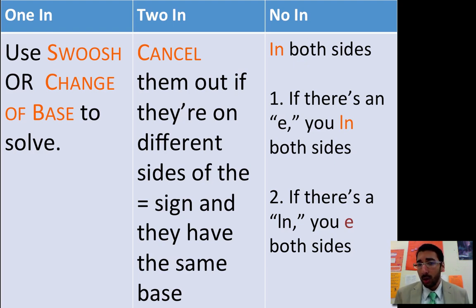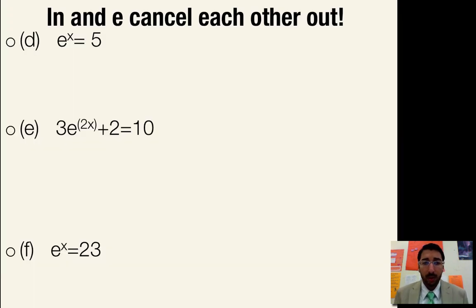If you have no natural logs, then what you're going to do is you're going to ln both sides. So if there is an e, you're going to make that a natural log. So let's look at some examples.